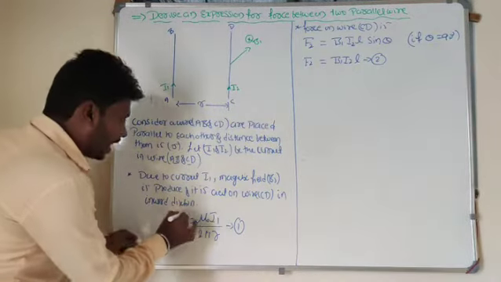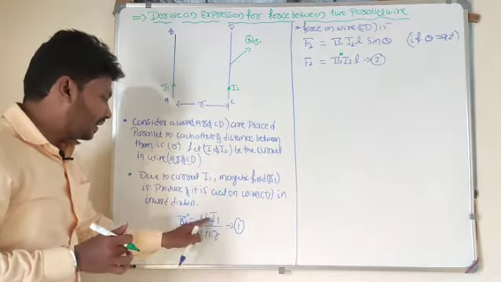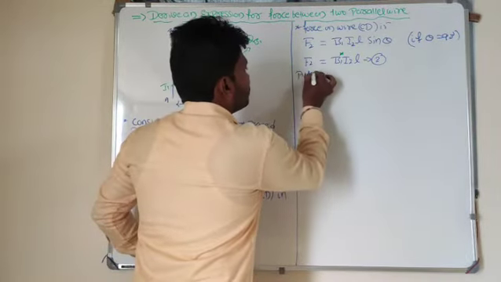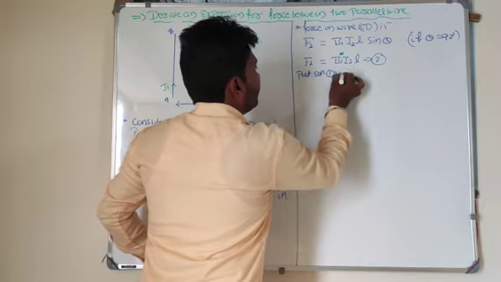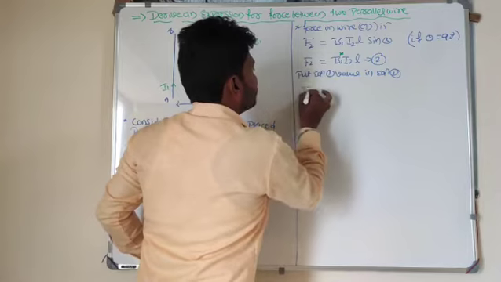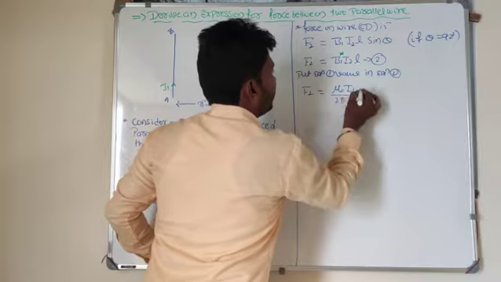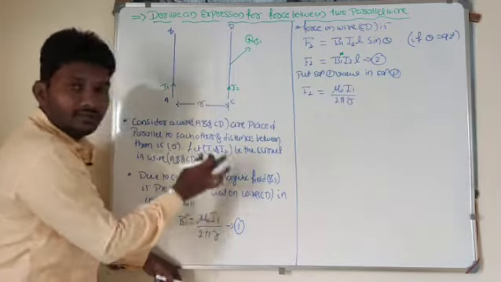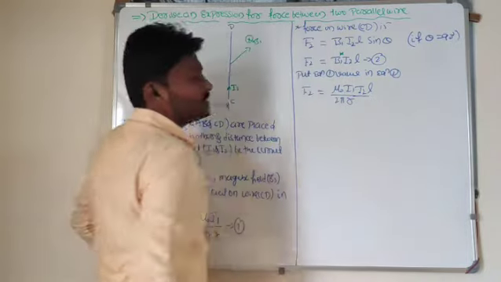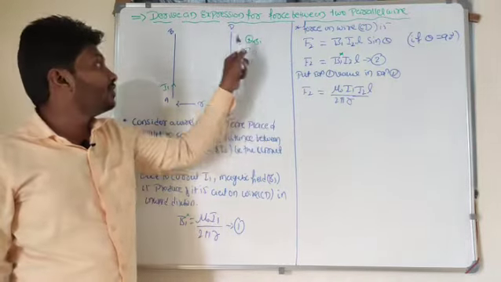Now look here. I know the value of B1. In equation 2, wherever B1 is there, shall I take it as mu naught I1 divided by 2 pi r? I want to substitute the equation 1 value in equation 2. So F2 is equal to mu naught into I1 divided by 2 pi r into I2 into L. This is the value of the force acting on the second wire, that second wire is CD.